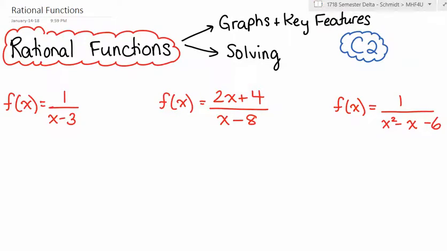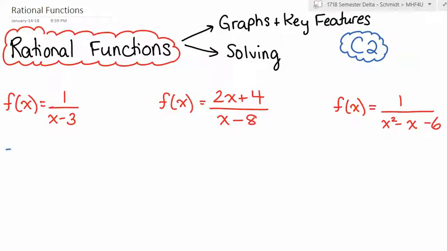This is C2 information about rational functions. So we're talking about graphs and key features and solving rational equations. These are the three versions of a rational function you might see. So we're just going to go through all the key features.